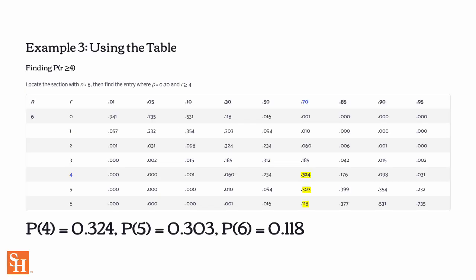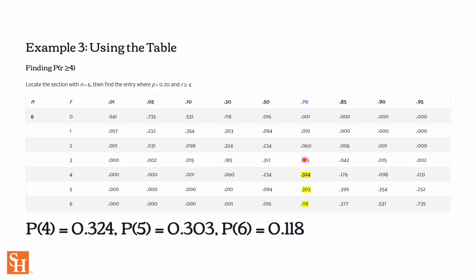Now for this problem we are interested to know whether there will be at least 4 germinations. That means there could be 4, 5 or 6 germinations, right? Since we have a total of 6 seeds and we are interested in at least 4 germinations, we are basically interested in the probability that R will be 4, 5 or 6, right?